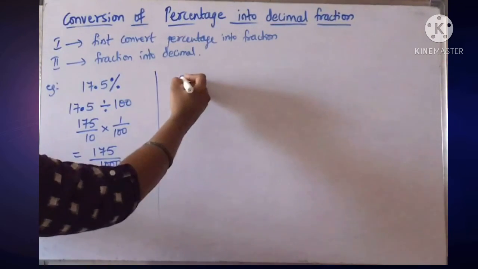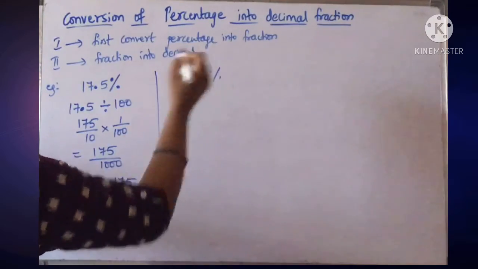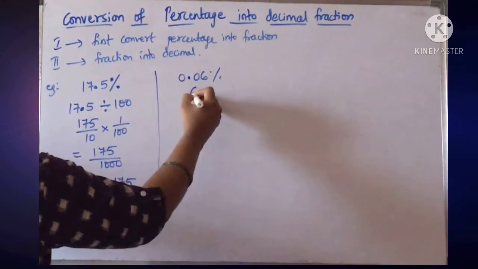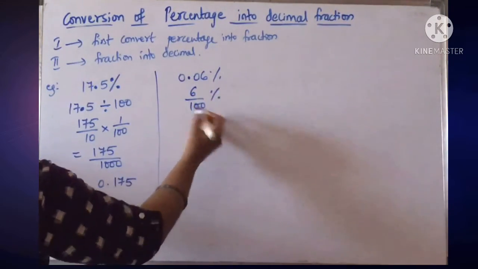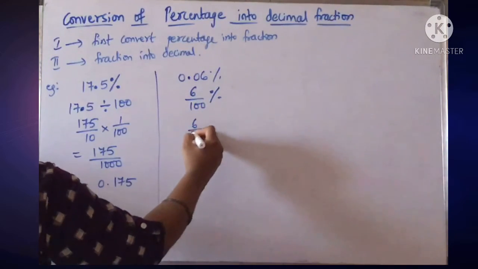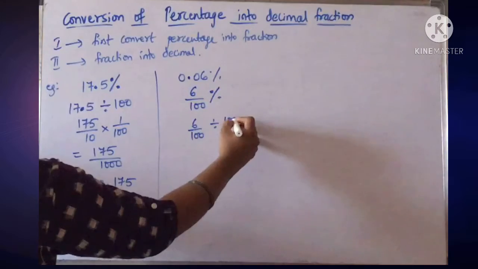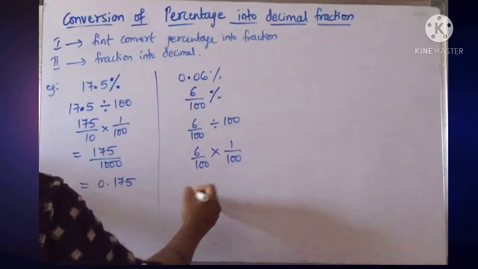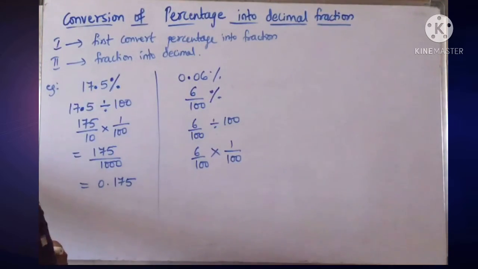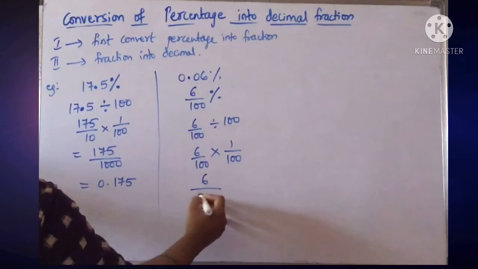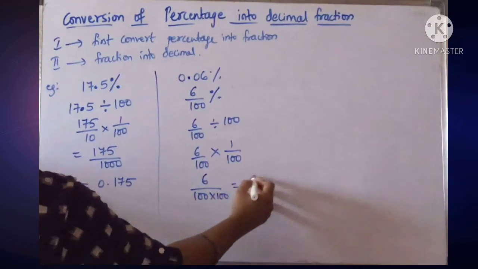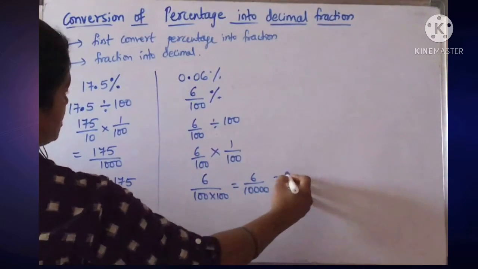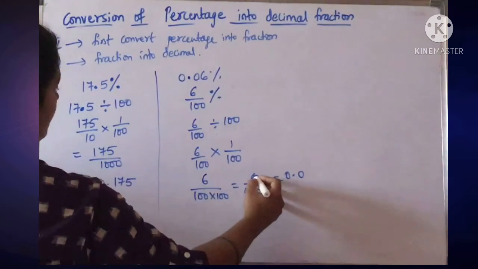See one more example, if you take 0.06%. First convert this decimal into a fraction. So 6 by 100 percentage. How to remove the percentage symbol? We need to divide. So 6 by 100 divided by 100. Convert this division into multiplication, reciprocal of 100. So here you will get 6 by 100 into 100. 100 into 100 is what? 6 by 10,000. That is 1 followed by 4 zeros, so decimal after 4 numbers should be there. But here already one number is there.